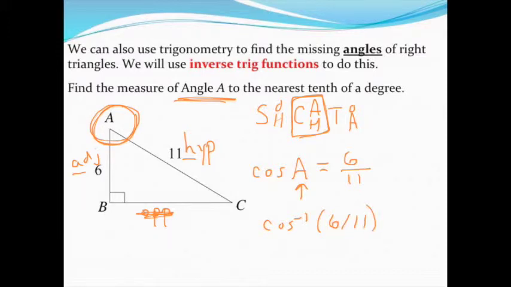If you want to make 6 divided by 11 a decimal, you can certainly do that. But if you're careful with getting this typed in with those parentheses, you should get an angle of about 56, well, let's see, it says to round to the tenths place. So 56.9 degrees. And remember, it's an angle, so use a degree symbol with that.